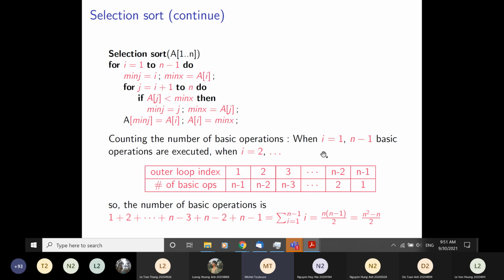One way to do this, I'm not sure which one I have selected here, but I think I have selected the for loop here to be the basic instruction. So let's see. I consider the loop index of the outer loop, the for loop here, and when the loop index is equal to 1, how many times am I going to execute this thing?